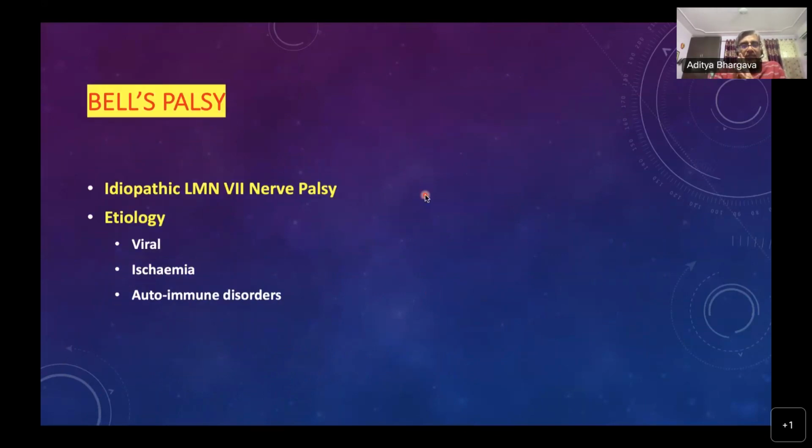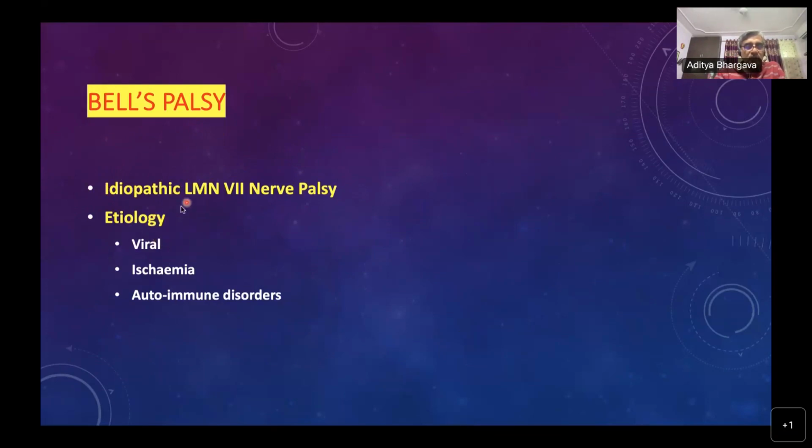Now coming to the main thing, that is Bell's palsy. Bell's palsy is the most common type of lower motor neuron type of facial nerve paralysis. In otolaryngologic practice, about 90% of the cases of facial paralysis are Bell's palsy. So how do you define it? Now all these words are important. It is idiopathic because the cause is not known.